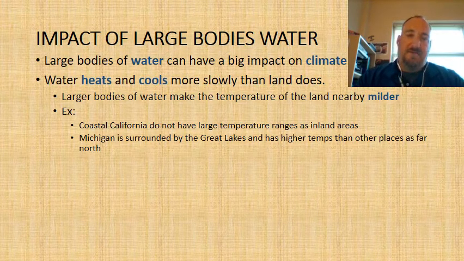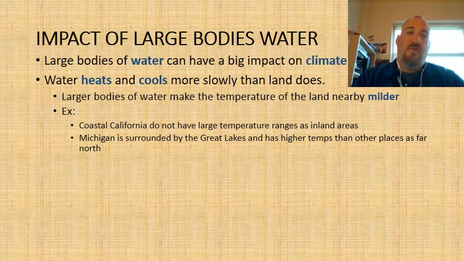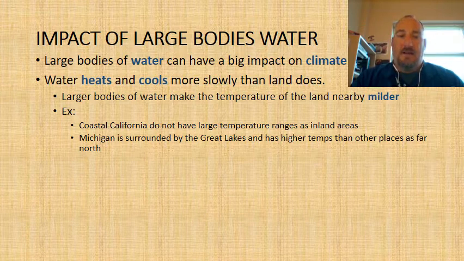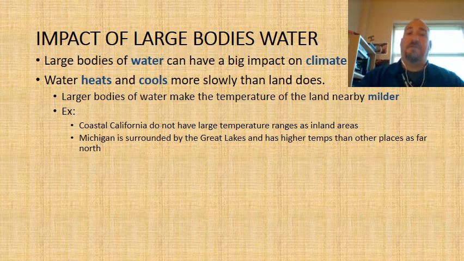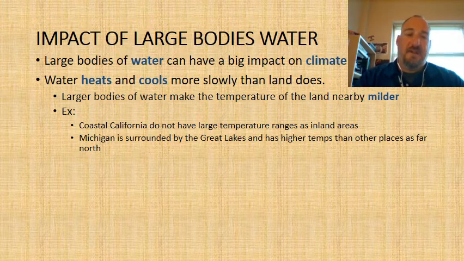And then impacts of large bodies of water. They also impact climate. Water heats and cools more slowly than land does. So land, you can kind of think of it like the land hangs on to its temperature. So larger bodies of water make the temperature of the land nearby milder. Some examples: coastal California does not have large temperature ranges as we would have inland. Michigan is surrounded by the Great Lakes and has higher temps than other places as far north.